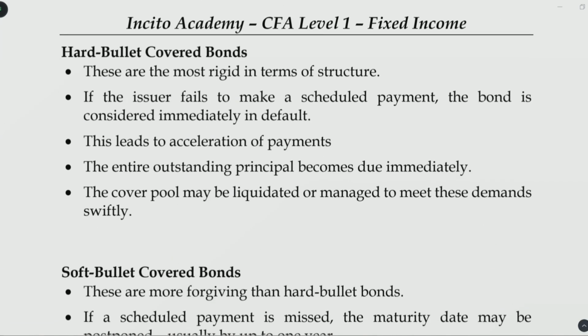So if we go into the details, we would say hard bullet covered bonds. These are the most rigid in terms of structure. If the issuer fails to make a scheduled payment, the bond is considered immediately in default. This leads to acceleration of payments. What is the meaning of acceleration of payments? You should be very clear with that.